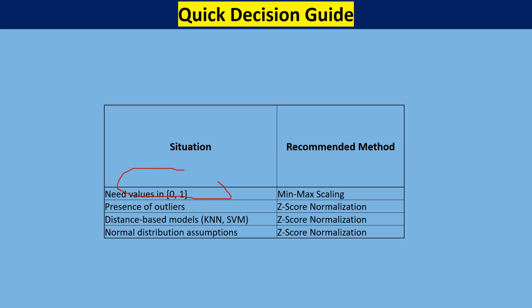Need values between 0 and 1: use min-max. If your algorithm requires data strictly between 0 and 1, like a neural network or image pixel data, min-max scaling is the ideal method. It keeps all data within a fixed range, which can be crucial when activation functions are bounded, like sigmoid or tanh.